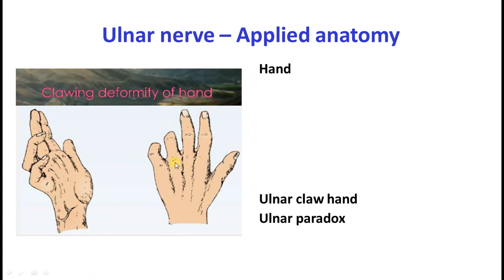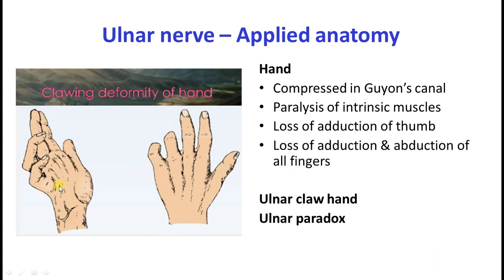Okay, so claw hand deformity, mainly if it is compressed in the Guyon's canal. I told you what is Guyon's canal. Paralysis of intrinsic muscles and loss of adduction of thumb because of adductor pollicis muscle, loss of abduction and adduction of all fingers because of the loss of innervation to the palmar interossei and the dorsal interossei. So ulnar claw hand, and what is ulnar paradox? Ulnar claw hand is, I told you, typical claw hand if the medial 1.5 digits are affected.